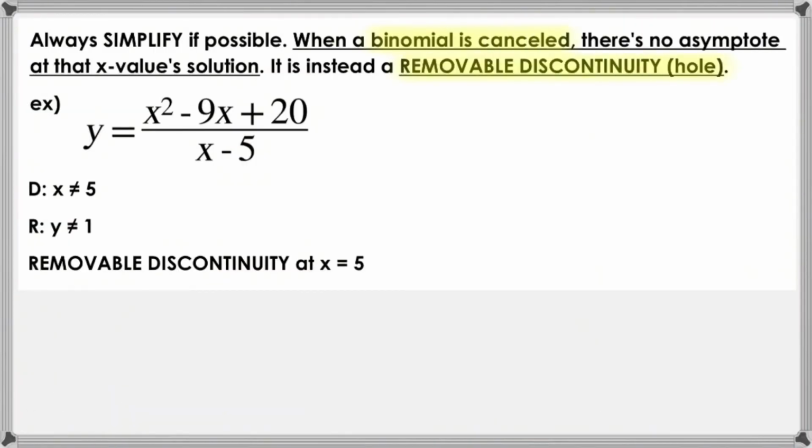Now, the last situation that you actually have to watch out for, this doesn't have to do with vertical and horizontal asymptotes. This is the last key feature we're going to talk about today. When you are able to simplify, you need to. And if a binomial is canceled out, then that means you're actually not getting an asymptote at that location. You're actually getting what is called a removable discontinuity. So that is a higher level vocabulary word.